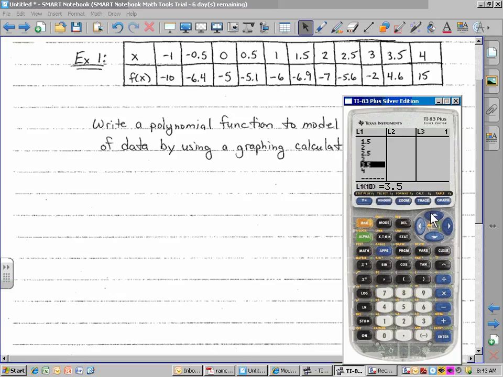Again, we should probably scroll up through, making sure we did not mistype anything. Everything looks good. So we'll put in the second set: -10, -6.4, -5, -5.1, -6, -6.9, -7, -5.6, -2, 4.6, and 15.